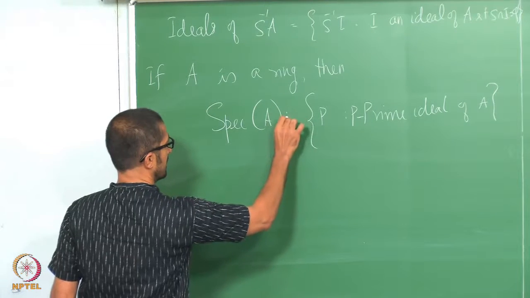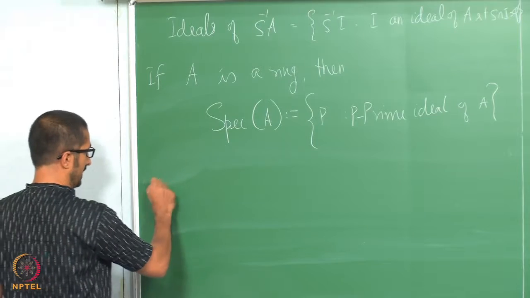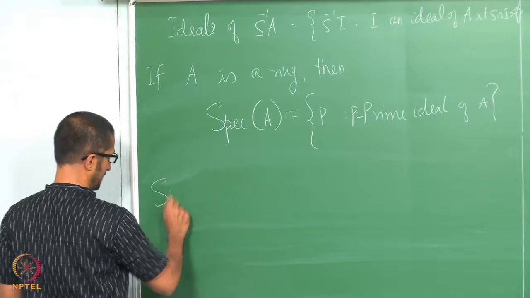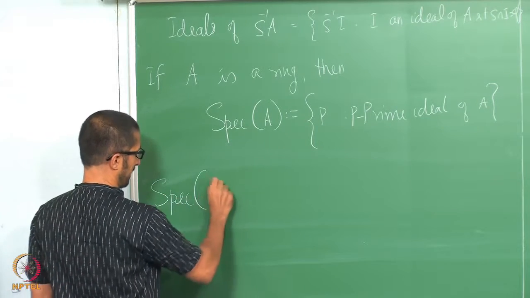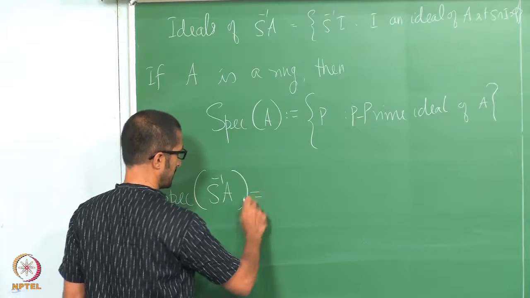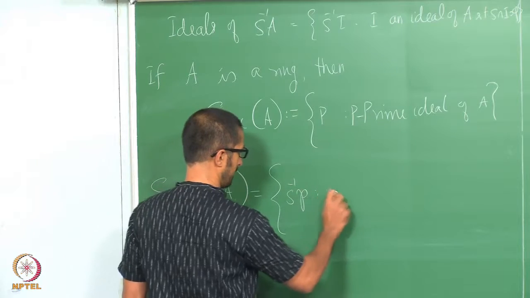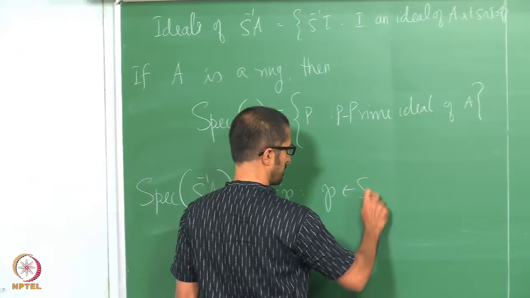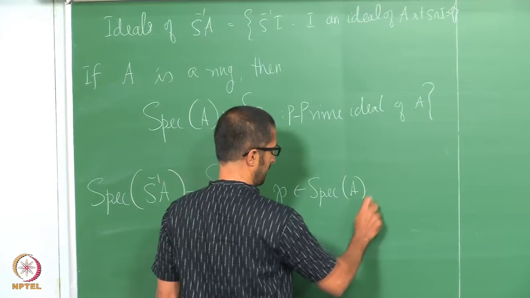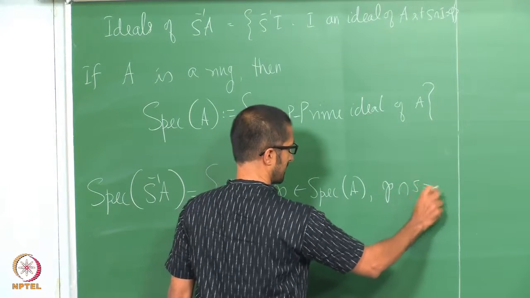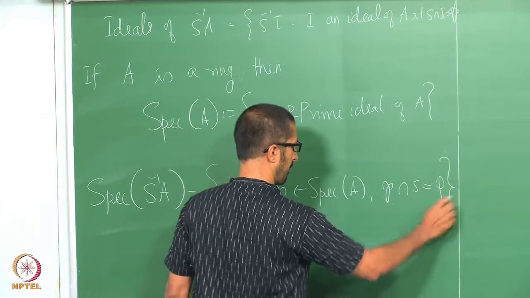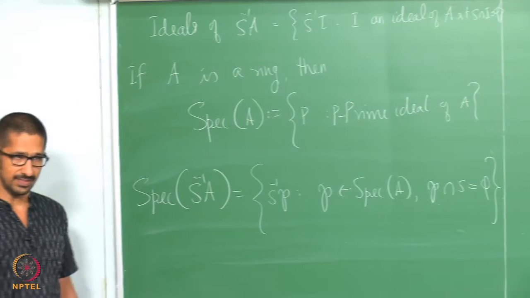So, this is notation. Then what we showed yesterday was that Spec of S inverse A is S inverse P, where P is in Spec A with P intersection S empty. Okay.